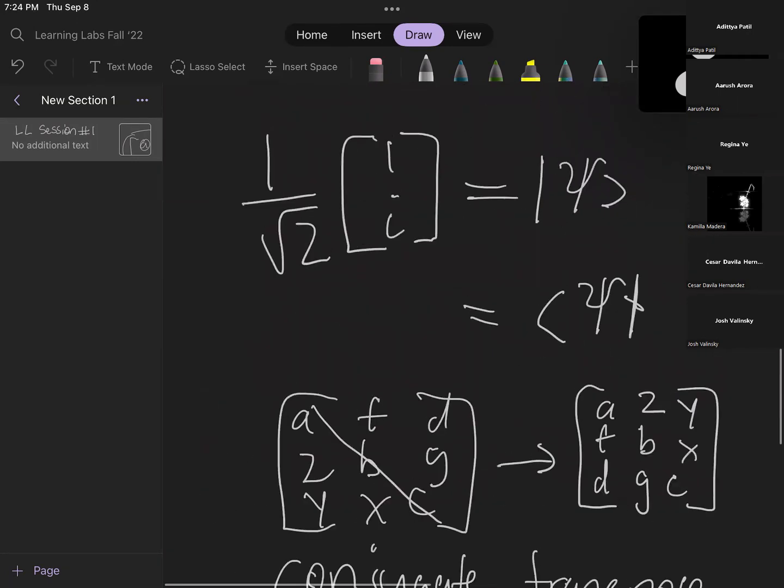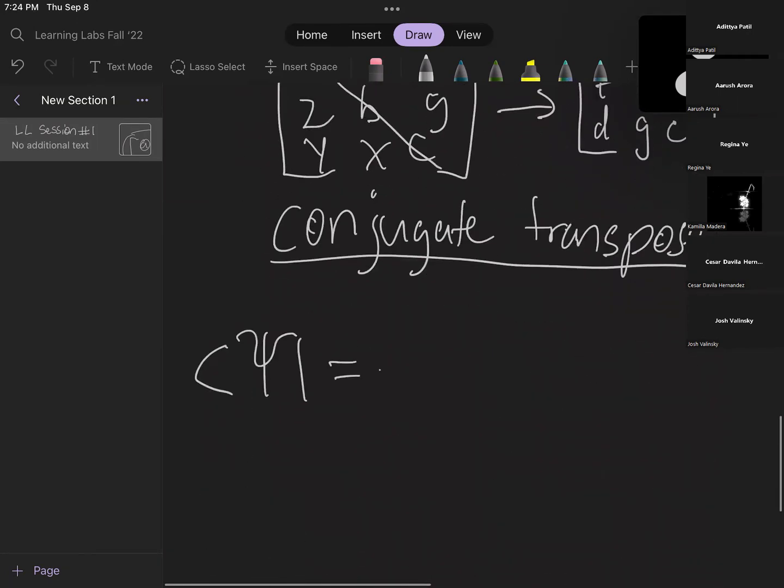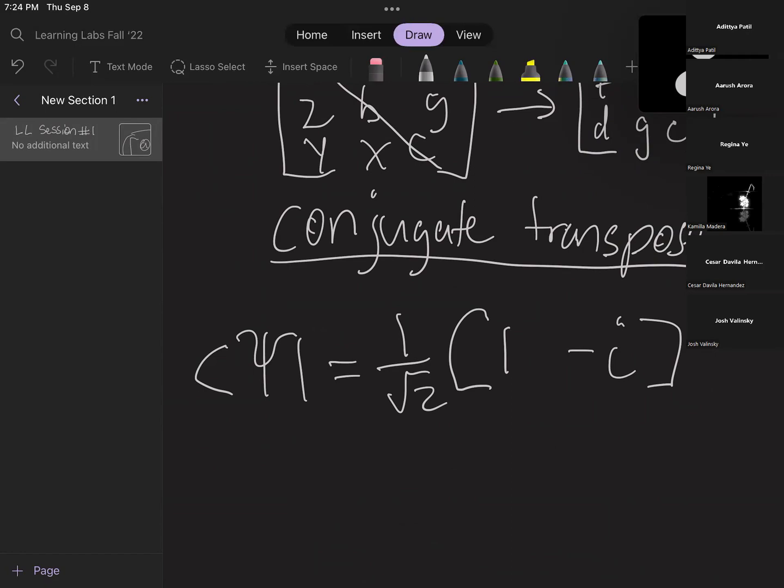We can do 1 over square root of 2, and we have 1, negative. So this is if you want to take the bra. You also need to complex conjugate. Yes, that is correct, to whoever said that. Yes, question? What is the difference between the conjugate transpose and the normal transpose? Conjugate transpose pertains to complex. Well, complex conjugate transpose, I guess we can call it.